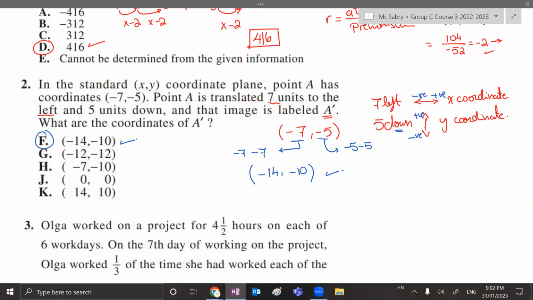So لو عملت movement left هعمل minus, right هعمل plus. الكلام ده كله للx coordinate بس. لو عملت movement up هعمل plus، لو عملت movement down هعمل minus. الكلام ده على ايه؟ على ال y coordinate بس. We clear?